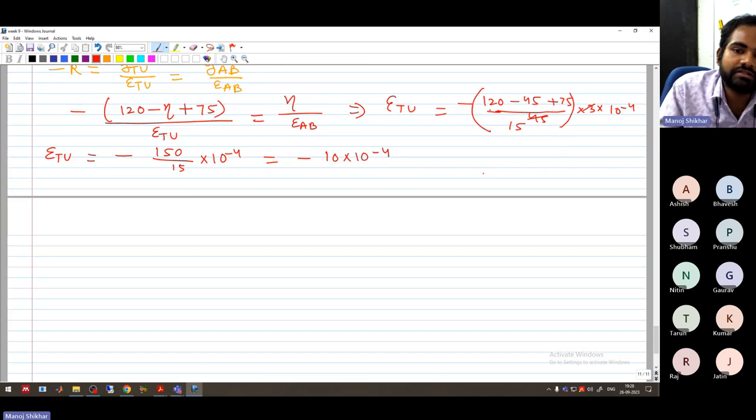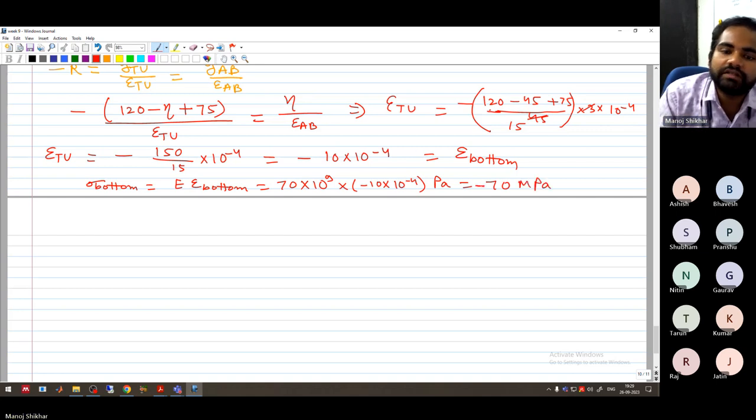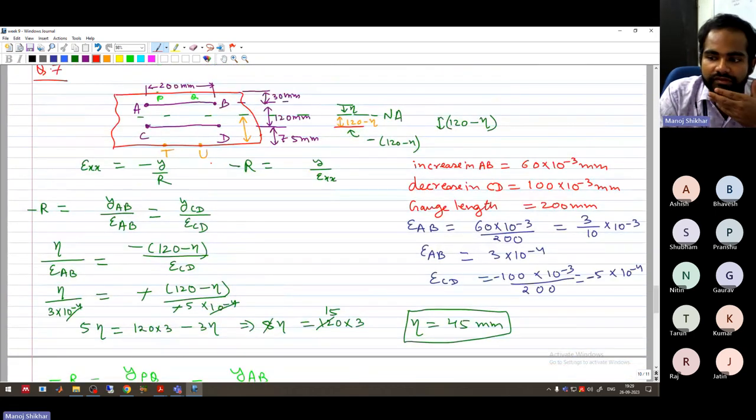So to calculate stress, this is also equal to epsilon bottom. So sigma bottom will be E into epsilon bottom. So 70 into 10 power 9 into minus 10 into 10 power minus 4. This comes out to be 70 MPa with negative sign. So this is a compressive stress. So the bottom point will have compressive stress.